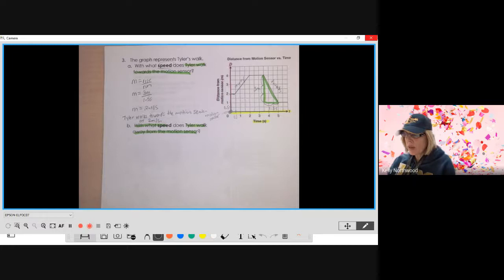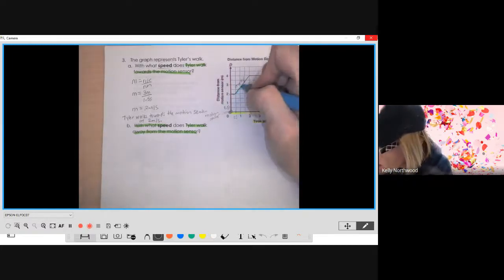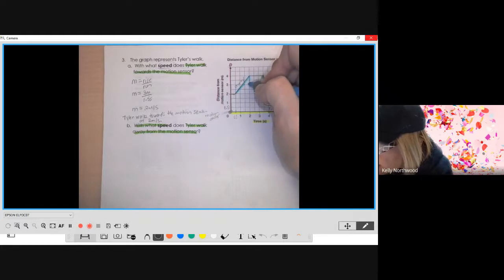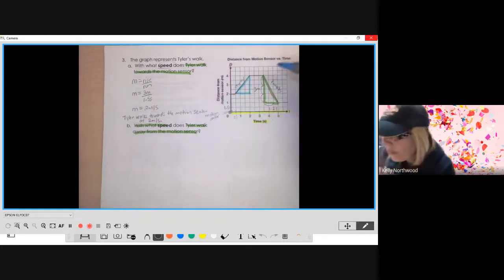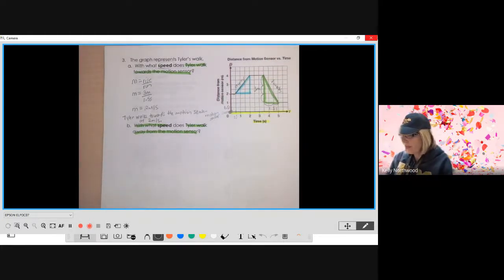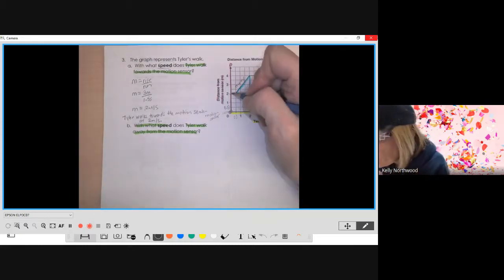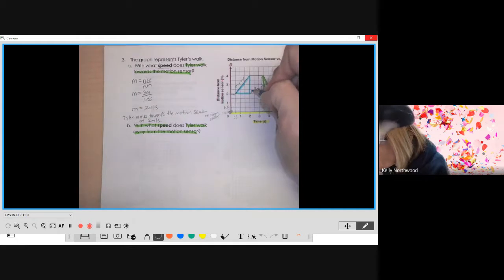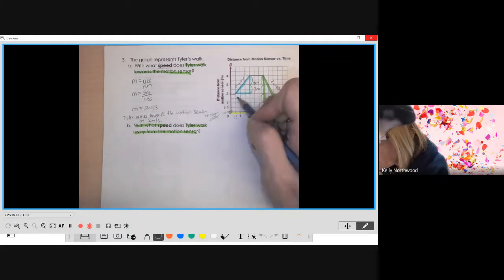So for part B, we want to know how fast he walks away from the motion sensor. So I'm going to set up a rate triangle again for the away part. So every 2 squares is 1 here. So 1, 2 meters is my rise. And my run, 1.5 again.